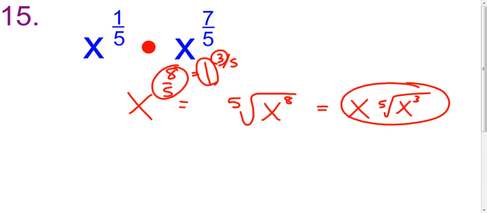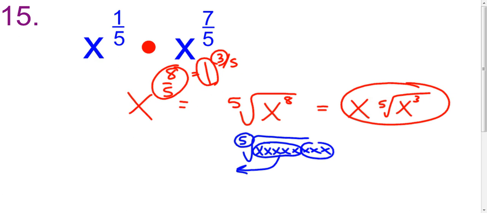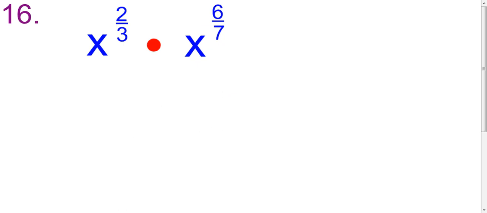The other way you can think about that, if you need to, is this is the 5th root of 8 x's. Because this is a 5, they have to come out in groups of 5. So there's one group of 5 x's that gets to come out, and then there are these 3 that have to stay on the inside. So that's another way to think about it if you need to.